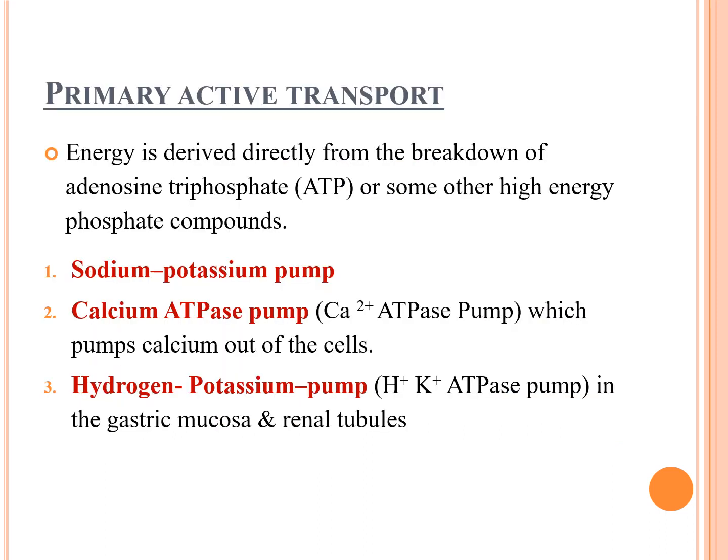And the primary active transport, I told you, is where the energy is directly derived by the breakdown of ATP or some other high energy phosphate compounds. These carrier mediated active transport mechanisms are called pump mechanisms, active pump mechanisms. We have seen that. So here we have the primary active transport mechanisms in our body: sodium potassium ATPase pump, calcium ATPase pump, and hydrogen potassium ATPase pump. These are the examples of primary active transport happening in the body.